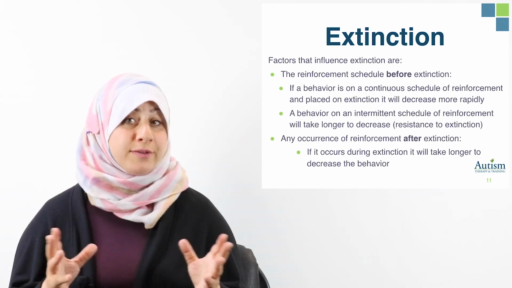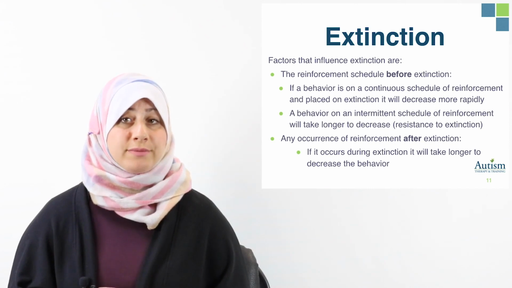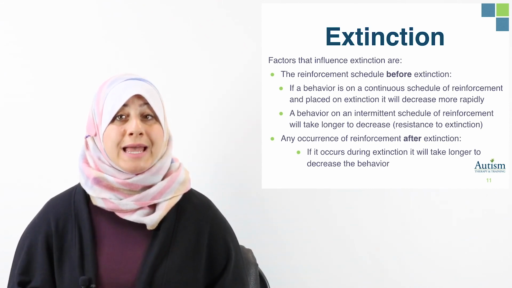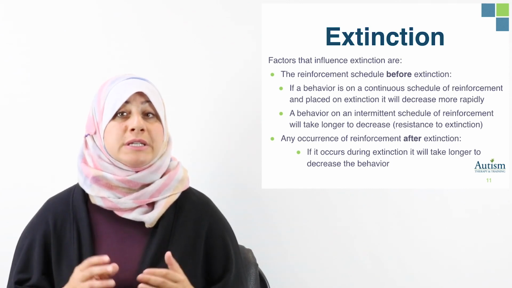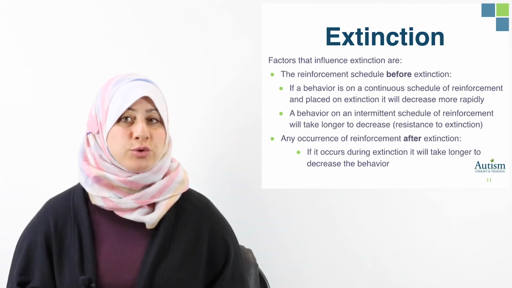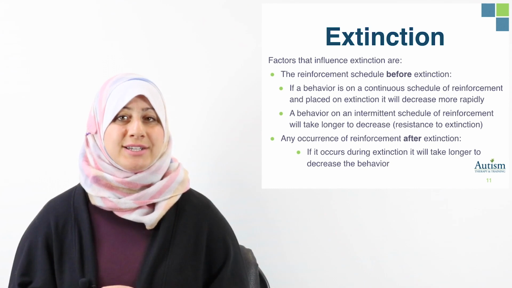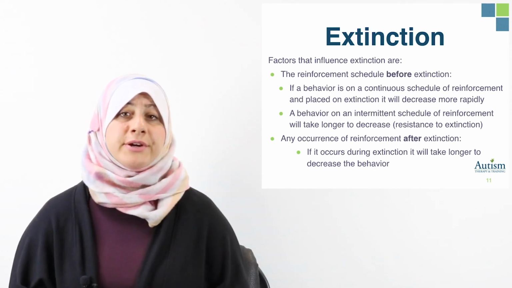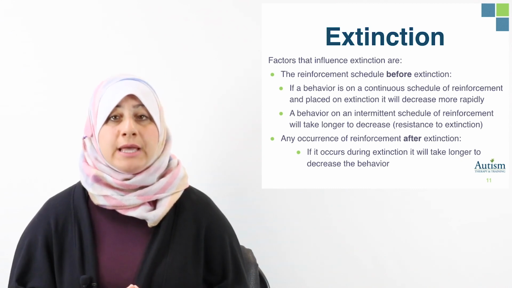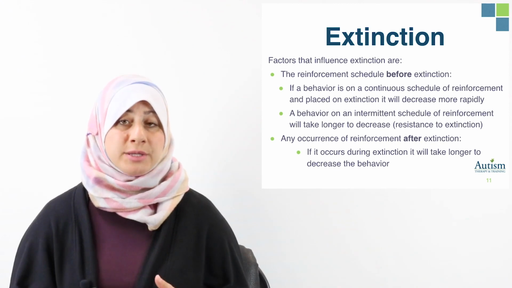What are factors that influence extinction? The reinforcement schedule before extinction. If a behavior is on a continuous schedule of reinforcement and placed on extinction, it will decrease more rapidly. A behavior on an intermittent schedule of reinforcement will take longer to decrease because it's resistant to extinction. The other is any occurrence of reinforcement after extinction begins. If it occurs during extinction, it will take longer to decrease the behavior.